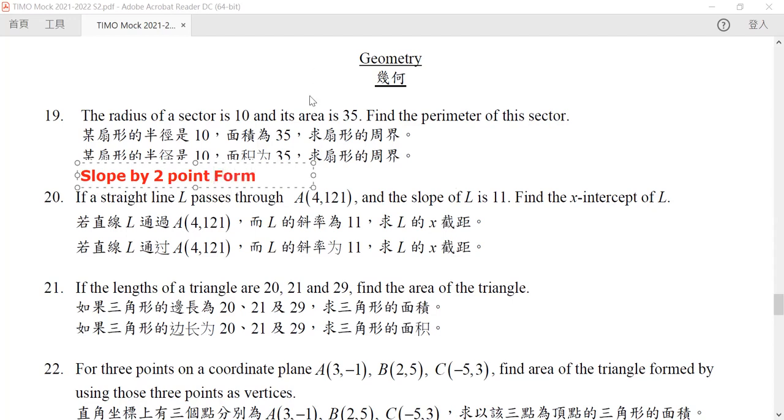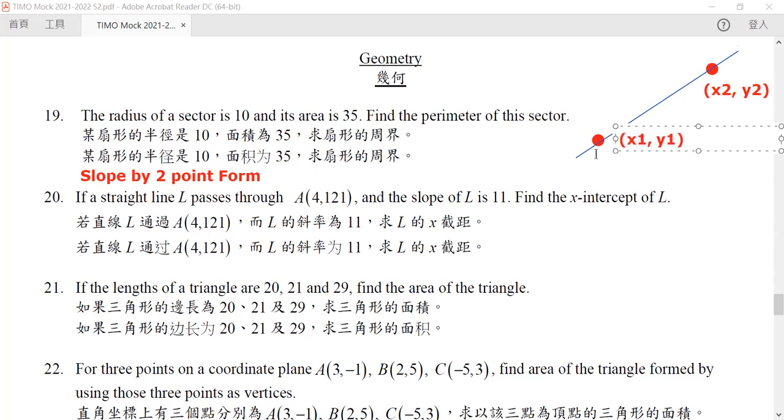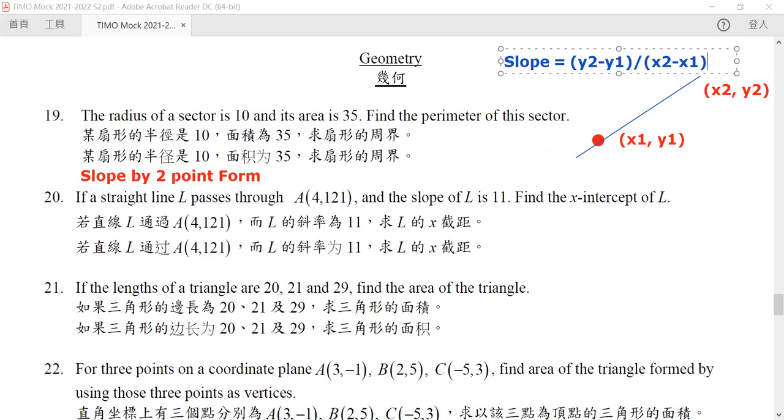Now remember that if we have 2 points in a Cartesian coordinate, and we are given the coordinates of these 2 points, we can use these 2 coordinates. Let's call this point x2, y2, and the bottom one x1, y1, and we can use them to calculate our slope. What is our slope here? In this case, the slope would be equal to y2 minus y1 divided by x2 minus x1. So this is our 2-point form of the slope.